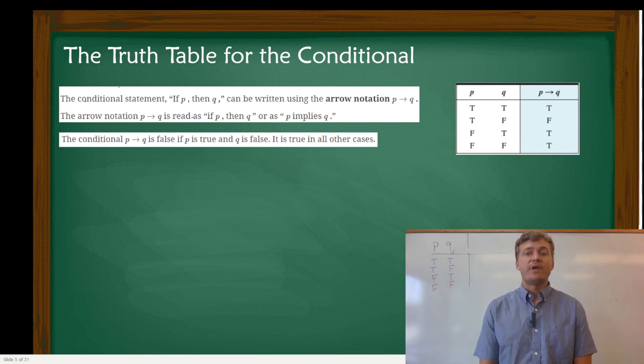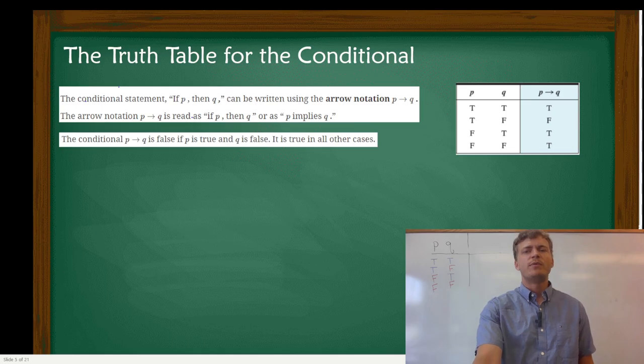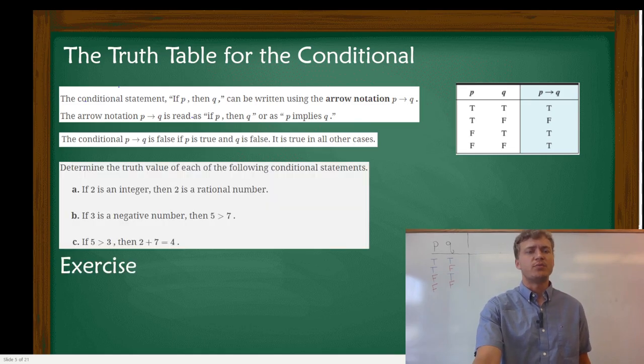So if P and Q are both true, the conditional statement is true. The only scenario where we get a false statement is if P is true and Q is false. However, if P is false and Q is true, we get a true statement. If P is false and Q is false, we get a true statement. We'll be able to see that played out using some verbal examples.